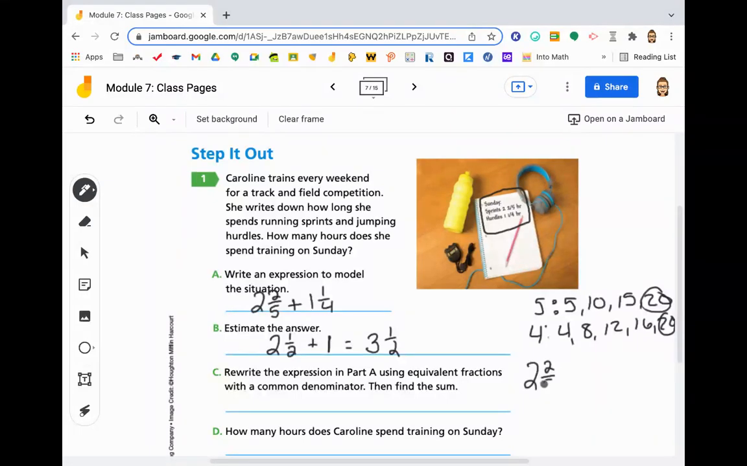So 2 2/5 is going to equal 2 and something over 20. What do we multiply 5 by in order to get 20? Well, we multiply it by 4. So 2 times 4 is 8. And then 1 1/4 equals 1 and something over 20. What do we multiply 4 by in order to get 20? Well, it's 5. So we do 1 times 5, which is 5. So we get the expression 2 8/20 plus 1 5/20. Up to this point, I wrote down what my whole numbers were, but I kind of ignore them. They don't change anything. So I go to actually add or subtract.